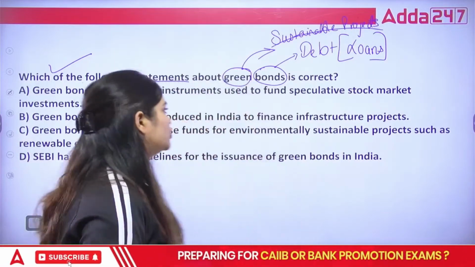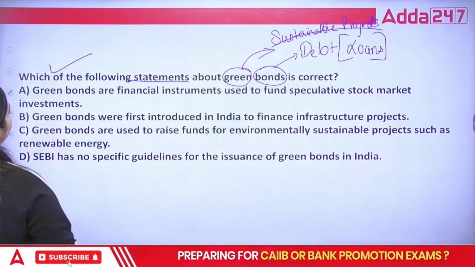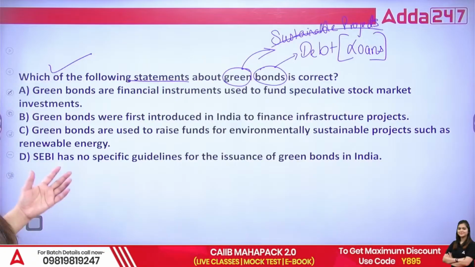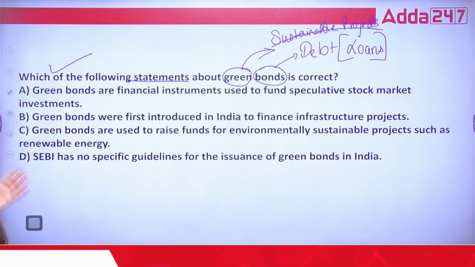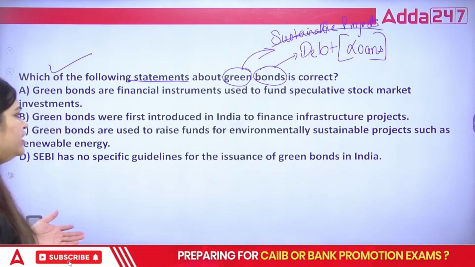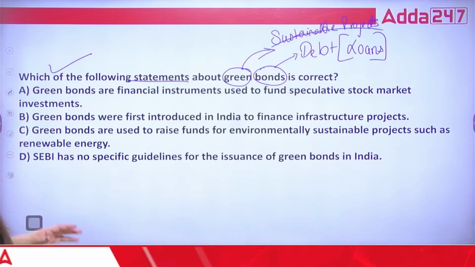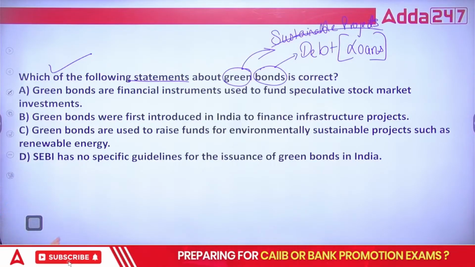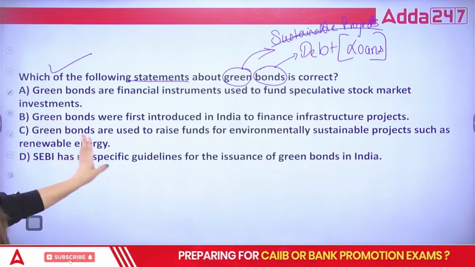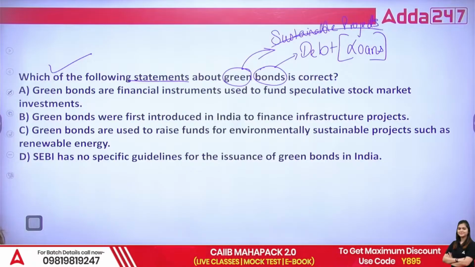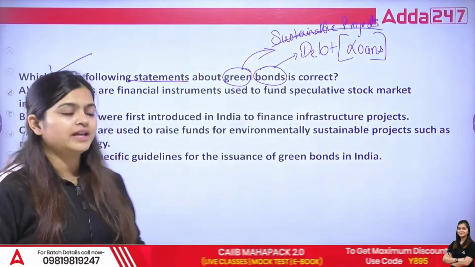Let's read what the options are. Green bonds are financial instruments used to fund speculative stock market investments. Green bonds were first introduced in India to finance infrastructure projects. Green bonds are used to raise funds for environmentally sustainable projects such as renewable energy. SEBI has no specific guidelines for the issuance of green bonds in India.